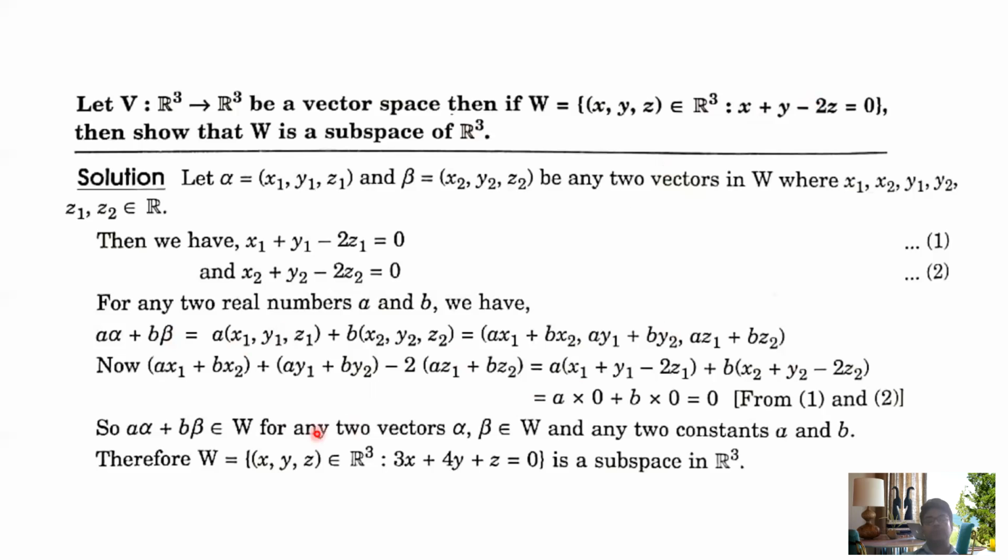So a alpha plus b beta belongs to W for any two vectors alpha, beta belonging to W, and any two constants a and b. Therefore W equals x, y, z belonging to R cube, such that x plus y minus 2z equals 0, is a subspace of R cube. Sorry, something was missing there, just a typing error.